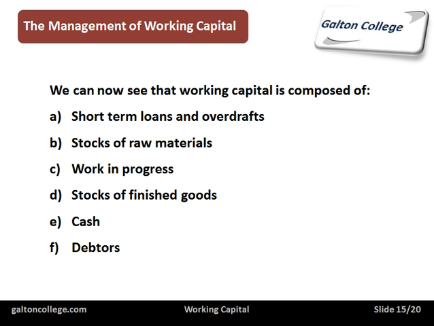Working capital is composed of short-term loans and overdrafts, stocks of raw materials, work in progress, stocks of finished goods, cash and debtors. And these need to be managed effectively so that obligations can be paid and met, and all at the same time there's not too much cash in the bank, because excess cash is not working. So they just need enough to meet the obligations. It's all a balancing act. But get it wrong and the business will be in trouble.